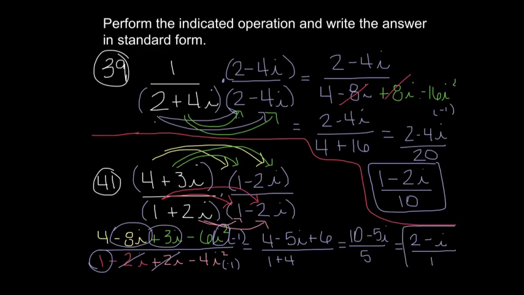You have to simplify if you can divide all your terms by the same number. So this one ends up being 2 minus i over 1. You can put the 1 in the denominator or you don't have to. Either one would be correct.